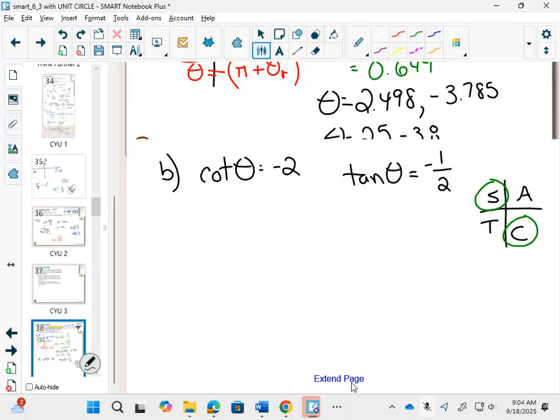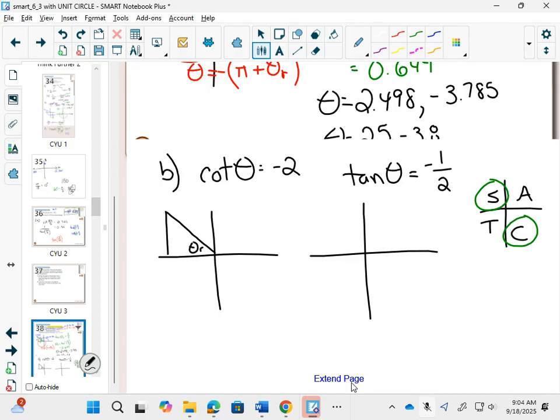So if I want to draw a picture of what's happening, there's 2 possibilities. It could be in quadrant 2, and then this would be my reference angle, or it could be in quadrant 4, then this would be my reference angle. And what do I know about that triangle? I know that the opposite side is 1, the adjacent side is 2. You could do a squared plus b squared equals c squared and find out that your hypotenuse is the square root of 5.